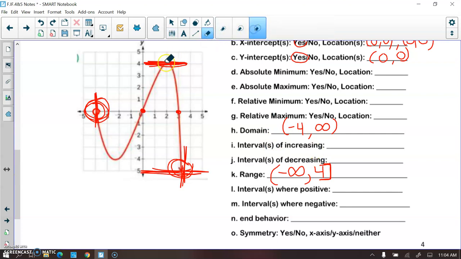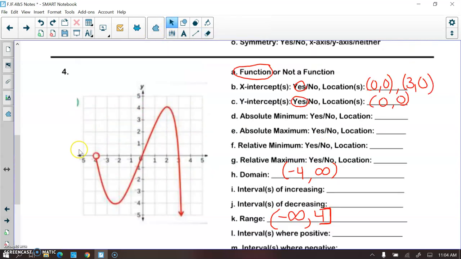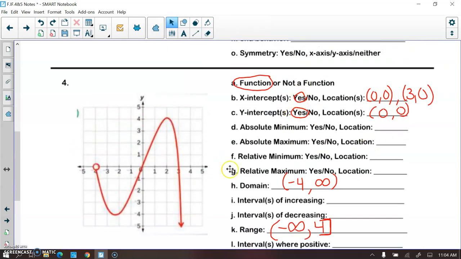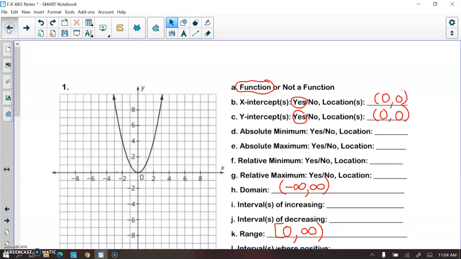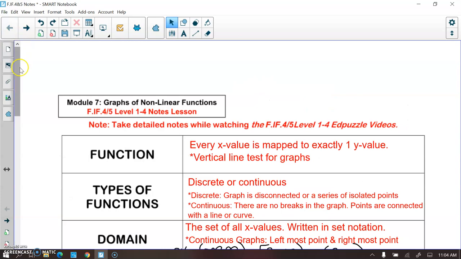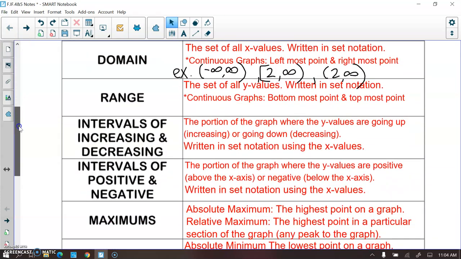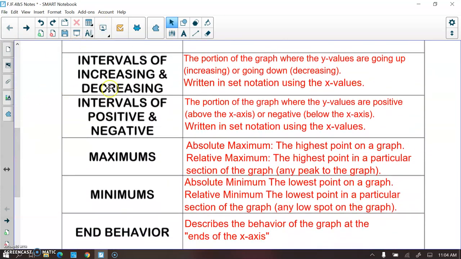All right. So we did the domain and the range for all 4 questions. We also did the x and y intercepts for all 4 questions, and we determined whether each of these were functions or not functions. So for the rest of the ones, we're going to go over them in another video. So we're going to start our next video with intervals of increasing and decreasing.